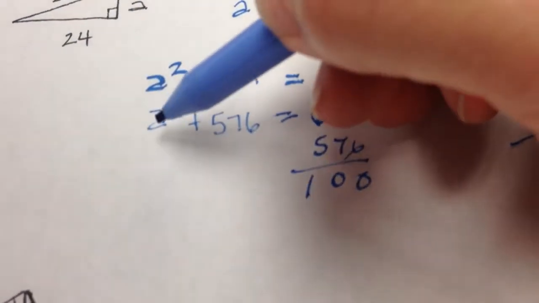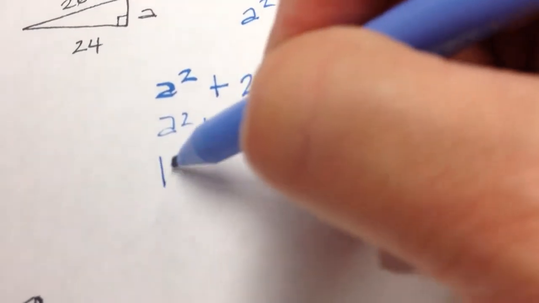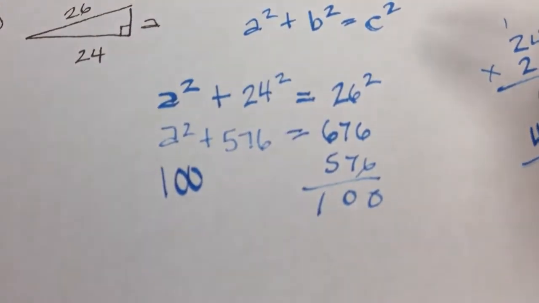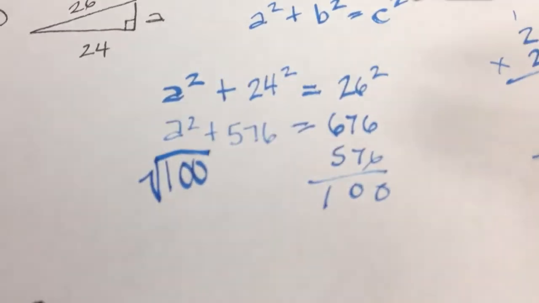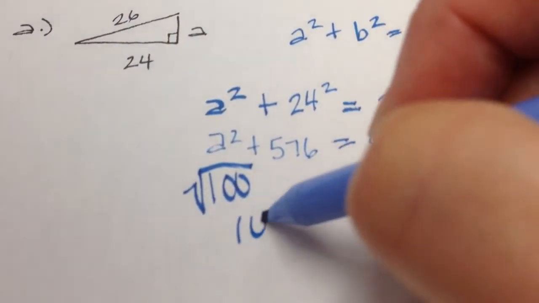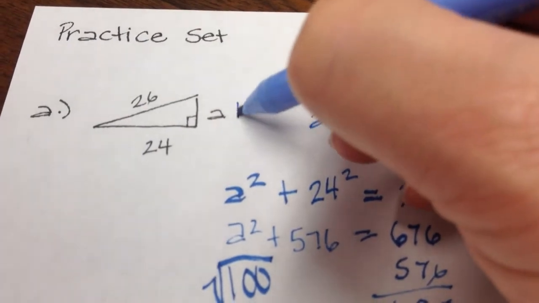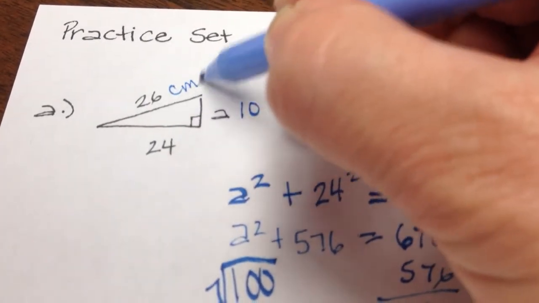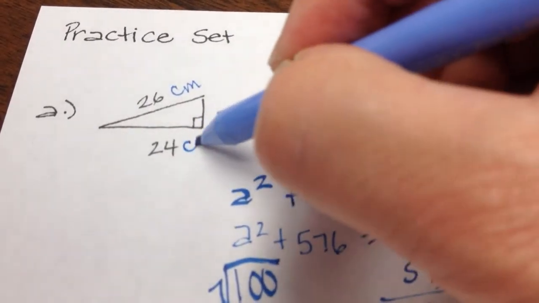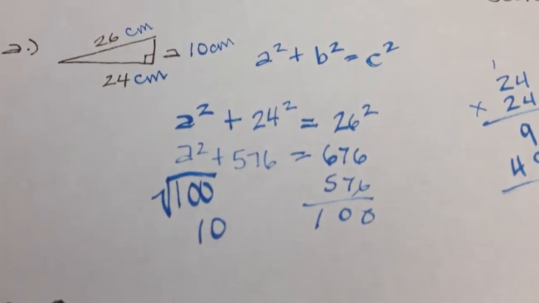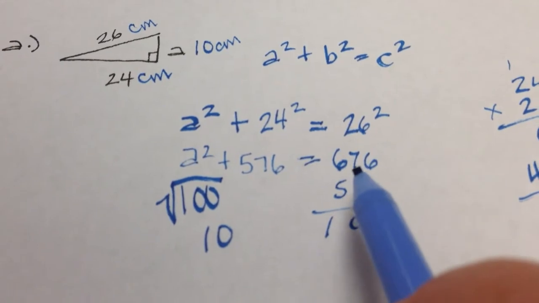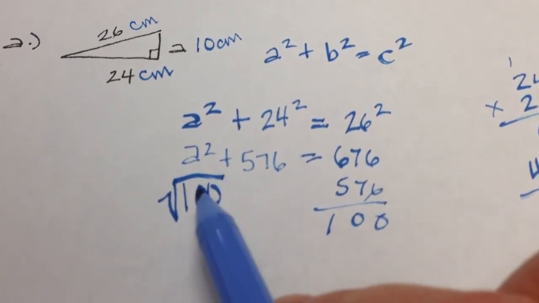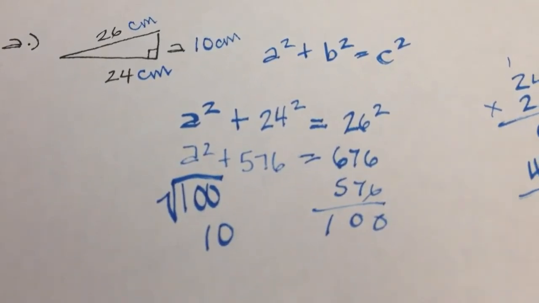So A squared is 100. Okay, so what is the square root of 100? 10. All right, so this would be 10. And I'm sorry, I forgot to write. Let's just pretend they're centimeters. So we would label them all centimeters. All right, so figure that out. Subtract, because this plus this has to equal this big number. We get the 100. Square root of 100 is 10.